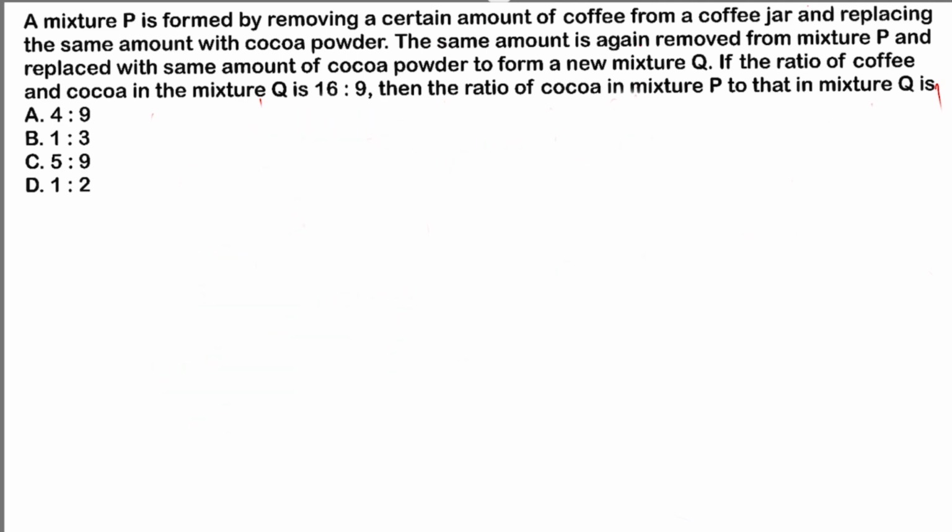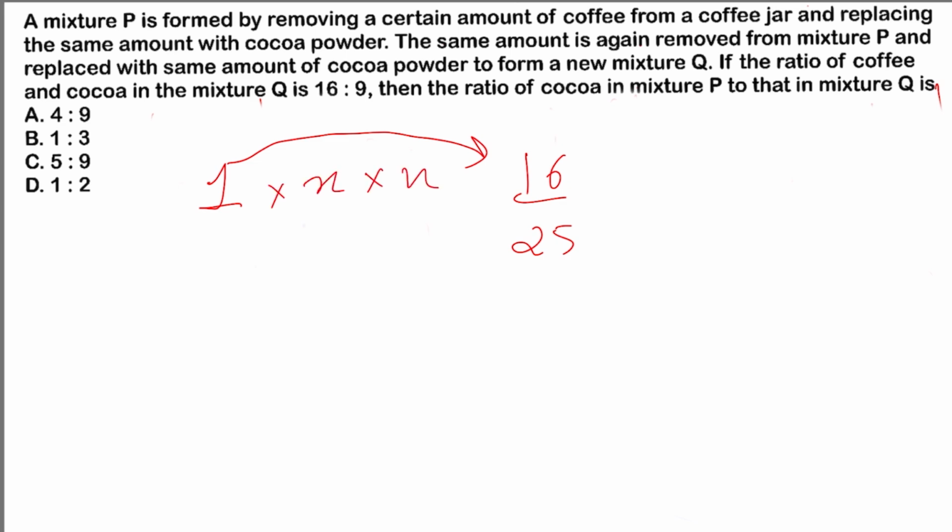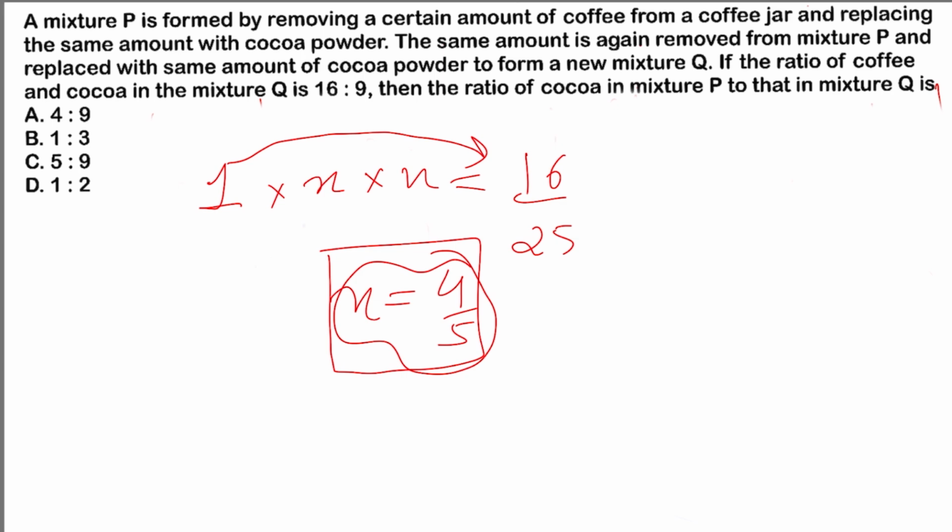So let's suppose that the initial amount of coffee in the mixture was, let's say, 1 gram, right? And finally, the fraction of coffee became 16 by 25. Now, 1 should be multiplied by the same factor 2 times to become 16 by 25. That gives us 1 into x square is 16 by 25, or x is basically 4 by 5. So in every dilution, in every transaction, the coffee content is getting multiplied by 4 by 5, right?